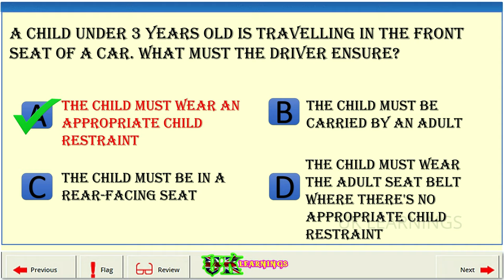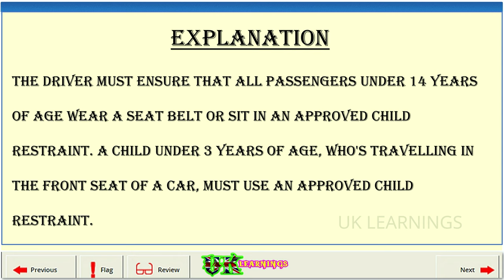Explanation. The driver must ensure that all passengers under 14 years of age wear a seat belt or sit in an approved child restraint. A child under 3 years of age, who's traveling in the front seat of a car, must use an approved child restraint.